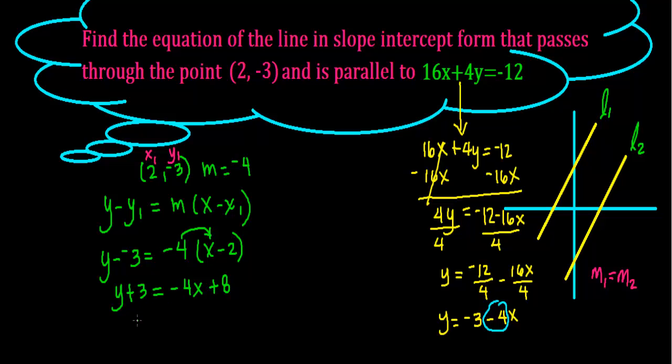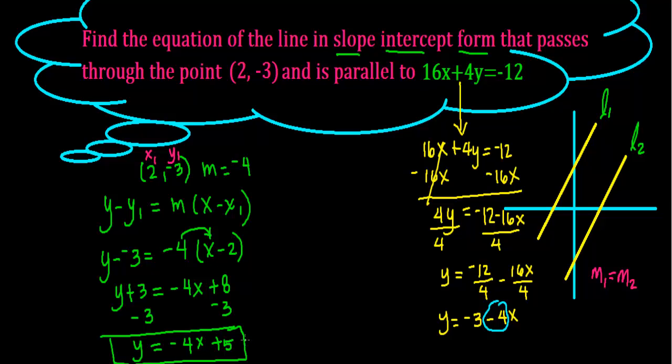To isolate y, I subtract 3 from each side. And that gives you y is equal to -4x plus 5. And this is your final answer. This is the equation that they asked for, and it's in slope-intercept form.